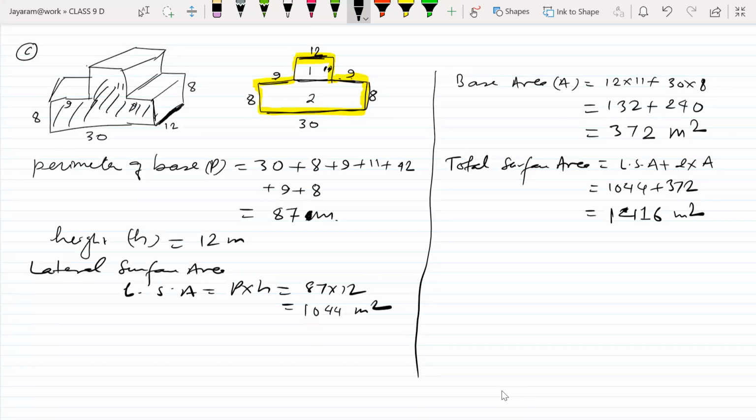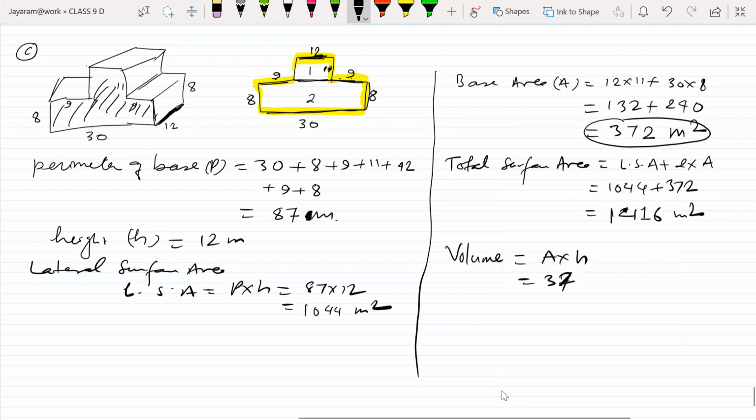Last, to find the volume, that is base area into height. The base area is 372. Sir, in total surface area there was 2 into area, but you didn't multiply by 2. Thank you very much, that was a blunder. I just wrote only the area.